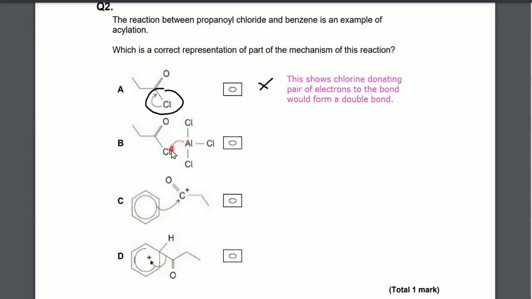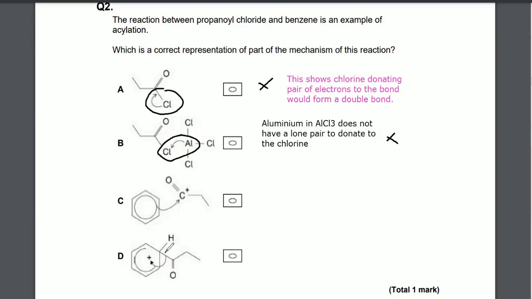B shows AlCl3 donating a pair of electrons to chlorine. Again, aluminium is not an electron donor. It's only got 3 electrons in the outer shell, if you think back to basic GCSE modelling, so it doesn't have a spare pair of electrons to donate to the chlorine. What normally happens when it forms AlCl4- is the chlorine donates a pair of electrons to the aluminium, which it can accept in its outer shell because it has room. So that's completely wrong too.